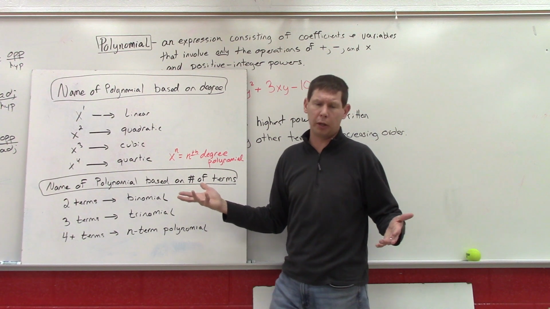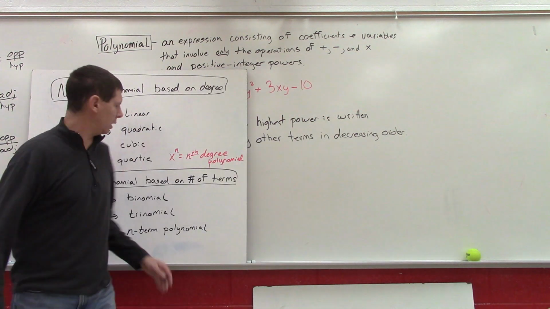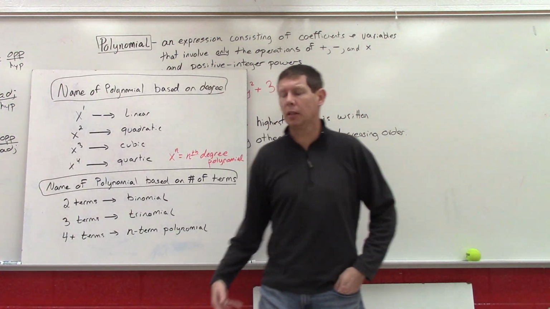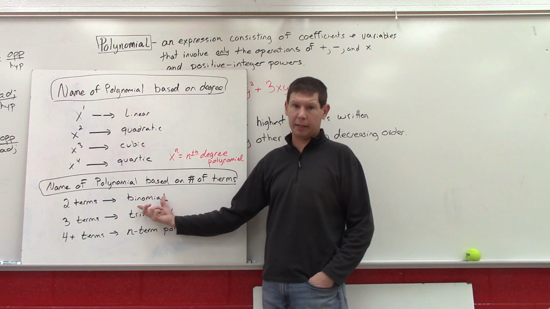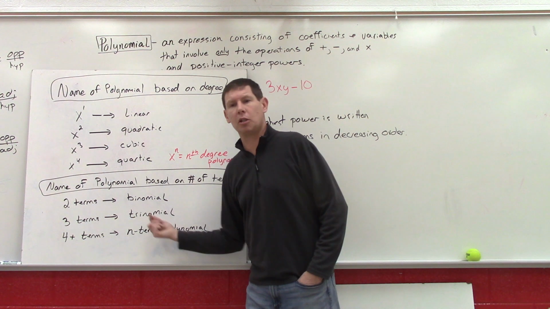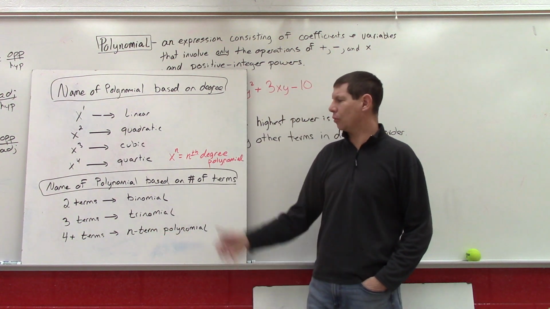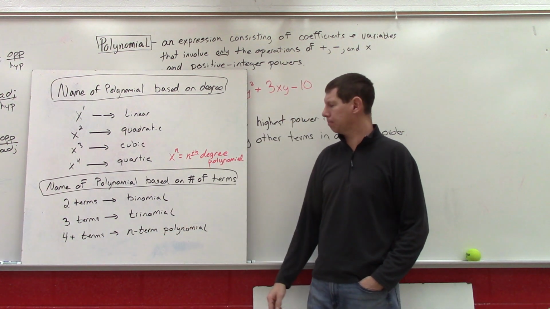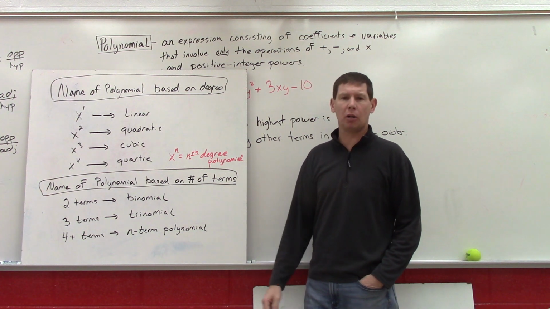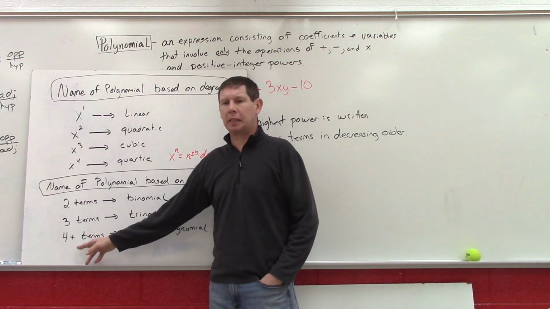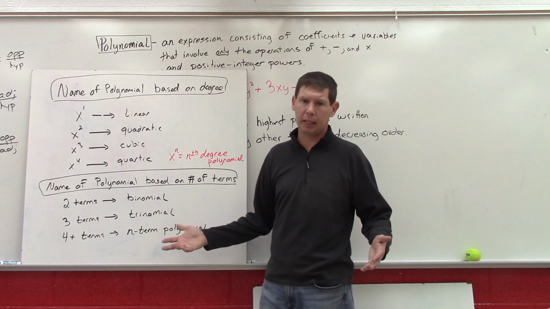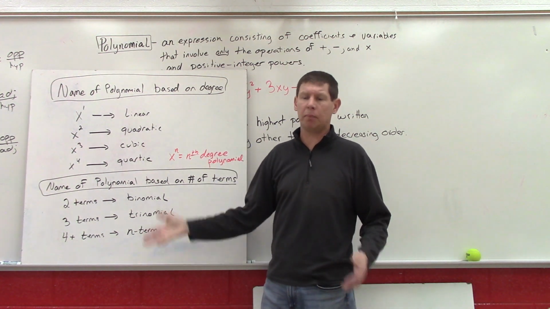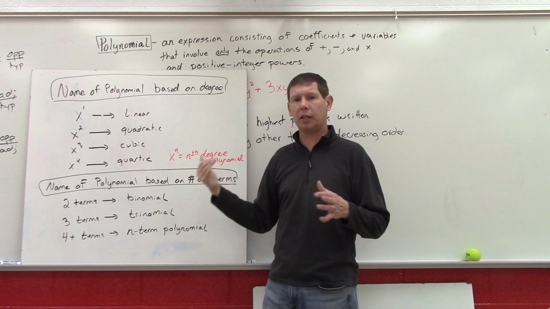Pretty plain Jane, boring. As far as the number of terms, again, 2 terms, we've talked a lot about that, that's binomial. 3 terms, trinomial. And anything greater than that, 4 plus terms, we're just going to call an n-term polynomial. So again, if we had 6 terms written out, we would call that a 6-term polynomial. So a lot of language in here. Pause it, write your notes down, whatever you need to.